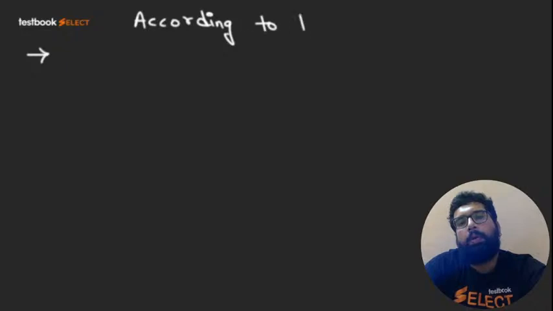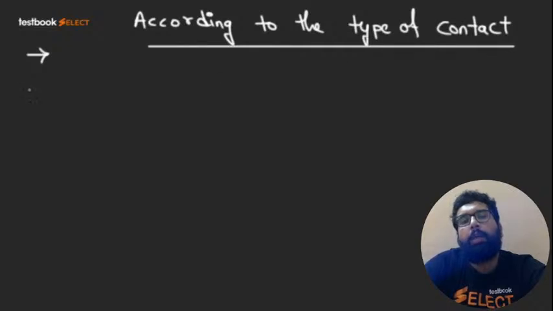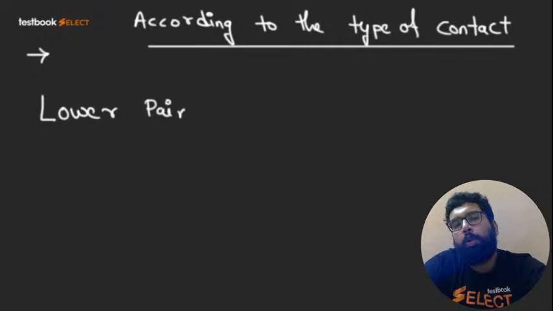now the other way of classification is according to the type of contact. The other type of classification is according to the type of contact. Getting my point, beta? According to the type of contact, we can classify it in two ways. One is lower pair. Okay. So lower pair is what?